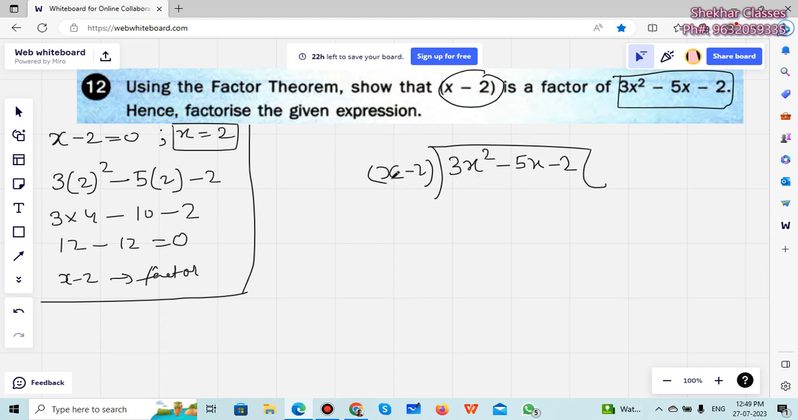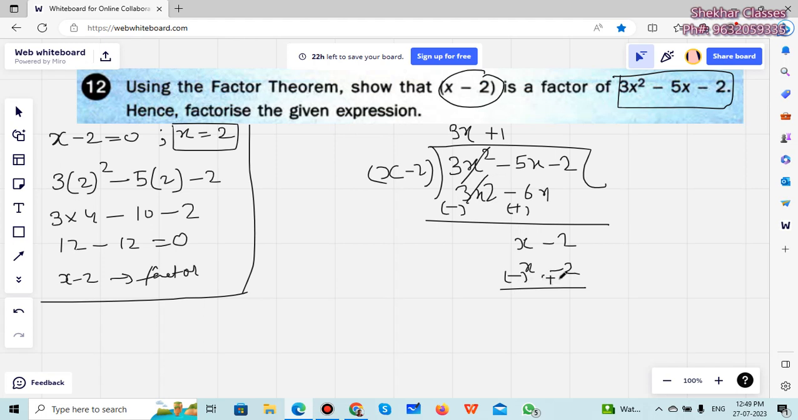First term is x, 3x square, and this term is x. So what should I multiply x with so that it becomes 3x square? It will be 3x. So we get 3x square, and 3x into minus 2 is minus 6x. When dividing, this is plus, it becomes minus. This is minus, it becomes plus. This will get cancelled. You have minus 5x and plus 6 is x. Minus 2, it will go how many times? 1 time. Plus 1 time. Is it clear? Plus 1 into x is plus x. Plus 1 into minus 2 is minus 2. We get it? Minus and plus will get cancelled. And the remainder is what?